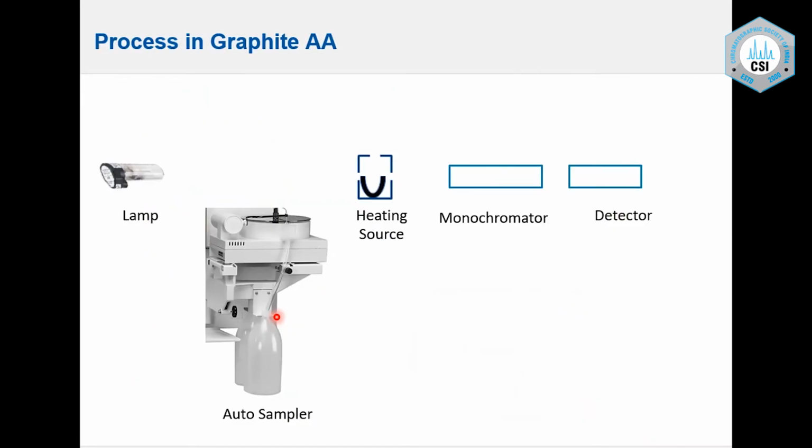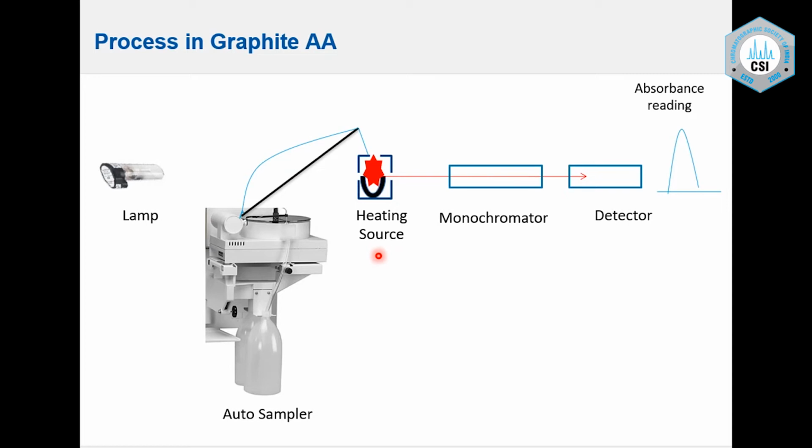So what is the process in the graphite furnace? The autosampler is used to inject the sample, and it is capable of injecting 1 microliter up to 30 microliters of solution, or 74-99, depending on the configuration. The autosampler injects the sample into the graphite tube, and then atomization happens due to electrical heating. Atomization happens more effectively, because whatever temperature is required for the element, we can apply that temperature, and because of this proper temperature, elements get atomized efficiently and you get high sensitivity.